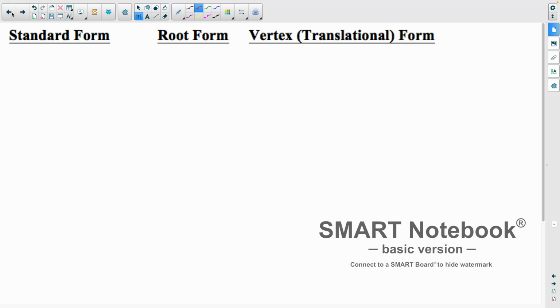So we had three different ways to write linear a day or two ago. We've got three ways, or three formats, for quadratics. So standard form, it's kind of what we've been seeing the last couple days: ax squared plus bx plus c. That is standard form. Okay?